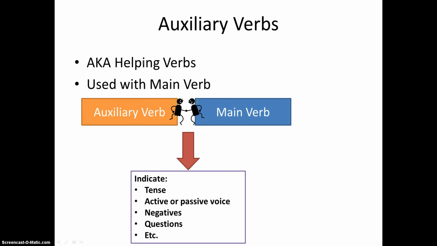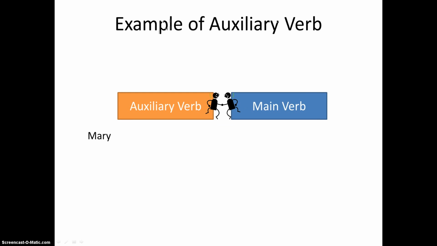If we look at an example, Mary does not like. Now we have the auxiliary verb does not, and the main verb like. Remember, like is a feeling verb.